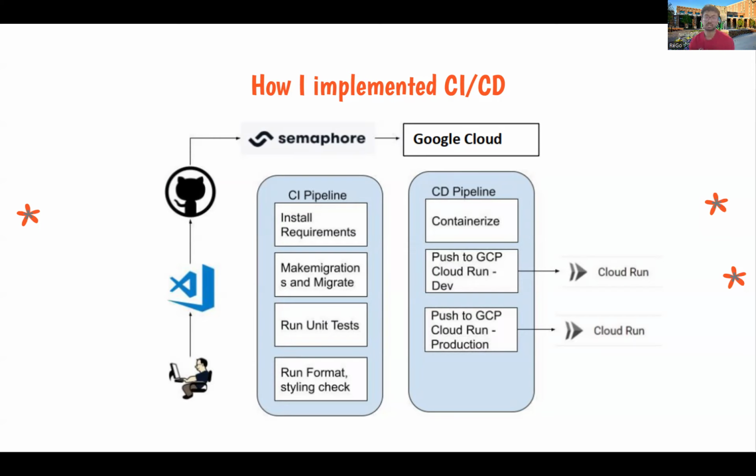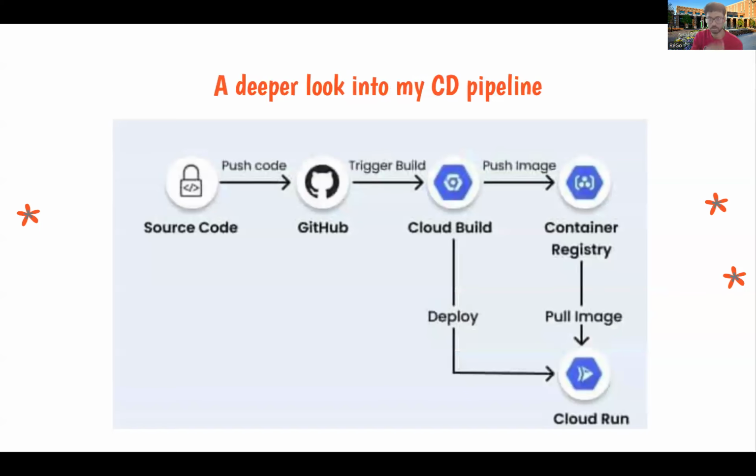One such example is that I used Google Cloud for CD specifically because I was able to Dockerize my application and then automatically have it deployed on Cloud Run. More specifically, it's called Cloud Build. Whenever the CI pipeline is complete and it triggers, Cloud Build starts, it pushes the image into the container registry, and then Cloud Run pulls it and deploys it.